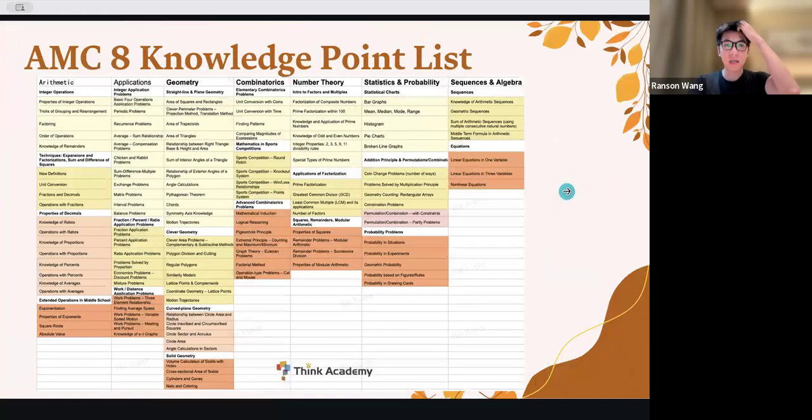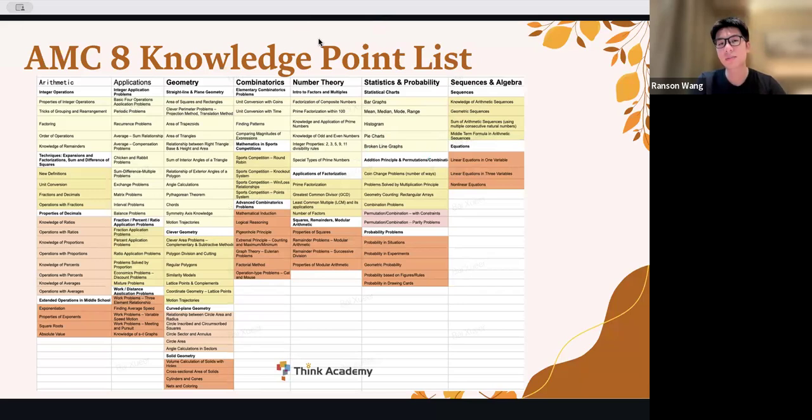Okay. So some of the knowledge point lists, as you can see here, those are the very important big topics like arithmetic, application, geometry, combinatorics, number theory, statistics, and probability. Oh, I missed one thing.